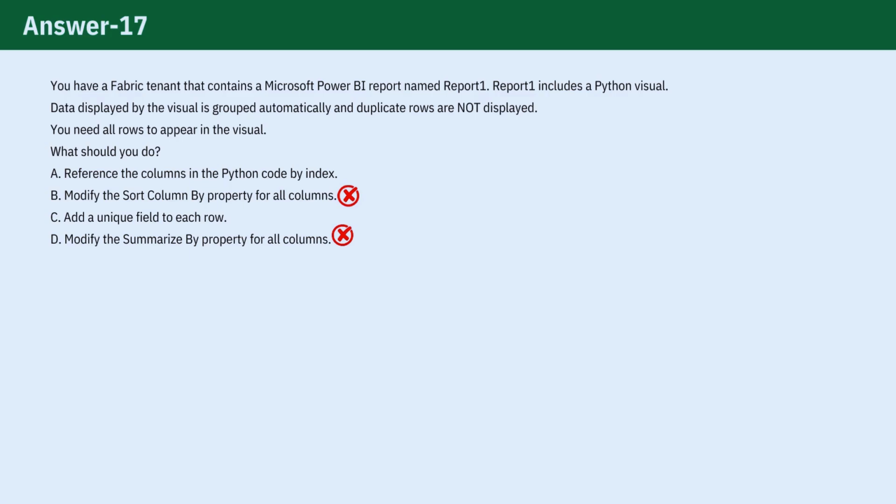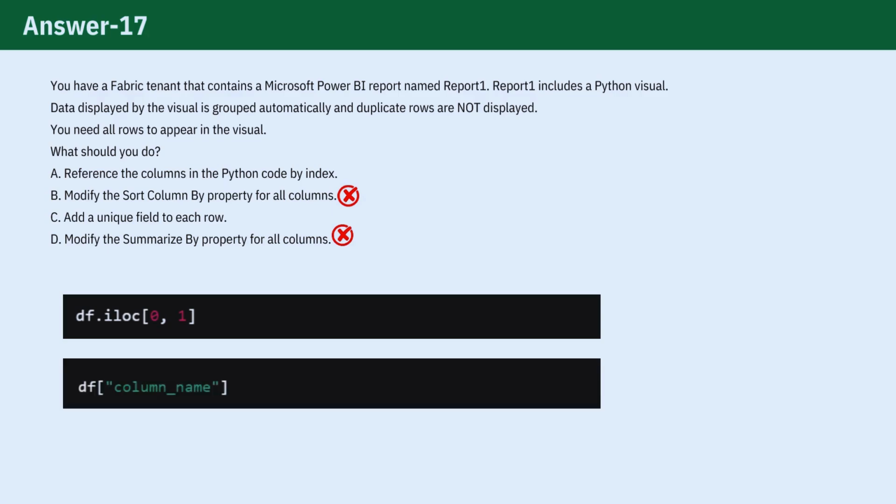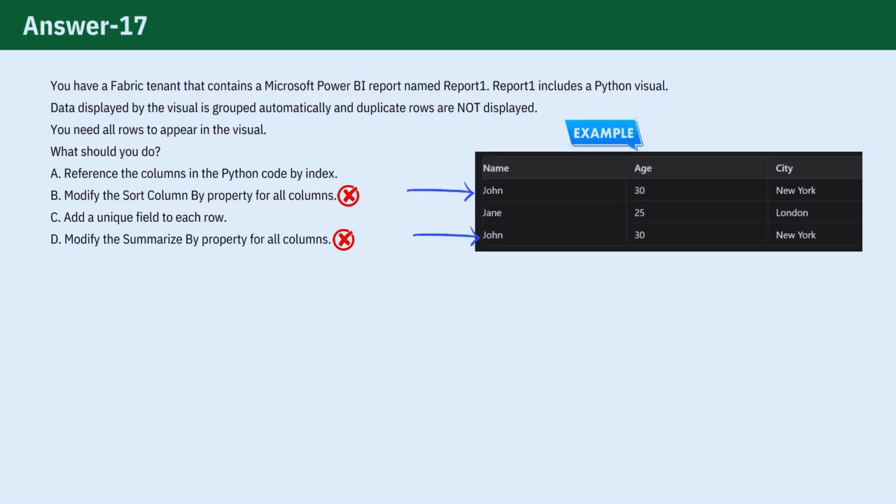This option means accessing the data in the data frame using numerical indices, for example, df.iloc[index number], instead of column names like df.fieldname. This method does not affect how Power BI groups or displays the data because it only changes how you access data within the Python script.